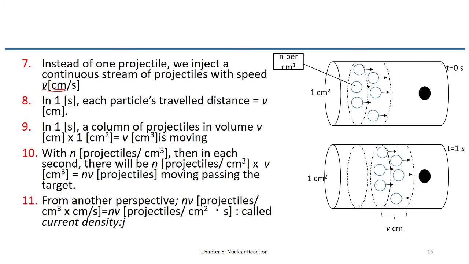This means that in each second, in a 1 second interval, the particle moves v centimeter. Because the speed is v cm per second, in 1 second the particle has moved v centimeter.